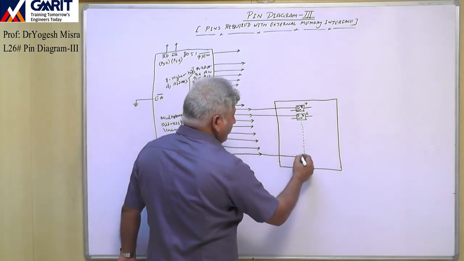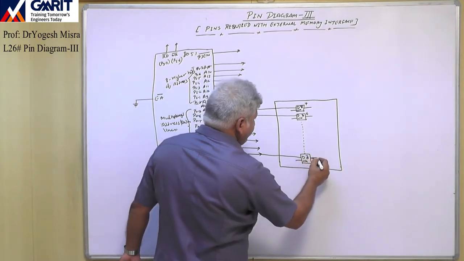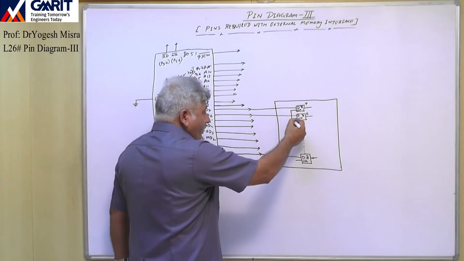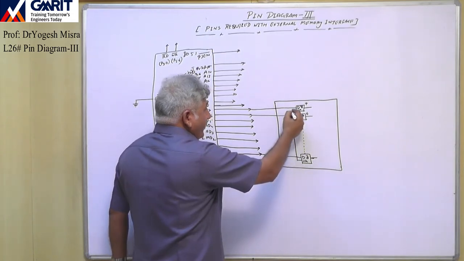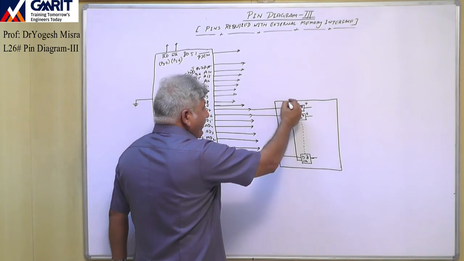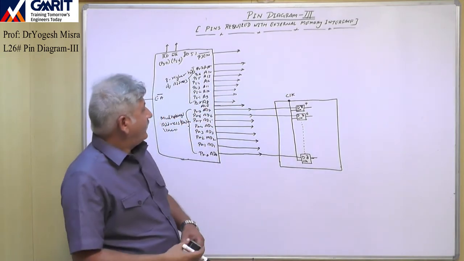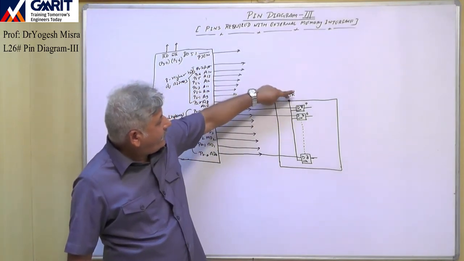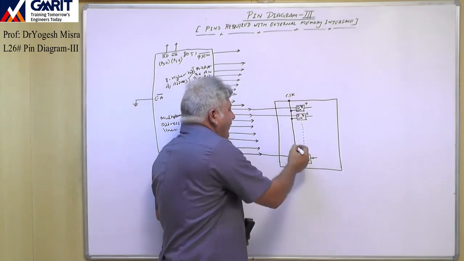So I will draw this flip flop also. This is D input, this is clock, and output is taken from Q bar. What is done internally is that all the clock inputs are joined together and it is available here, and we can write it as clock. So if we apply a clock signal here, the same clock signal is applied to all the flip flops.